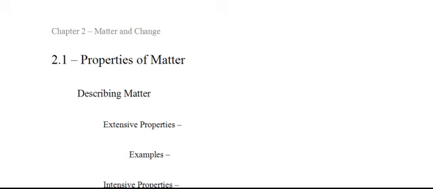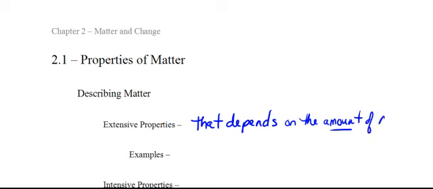We are now in 2.1, properties of matter. And the first two types of properties that we want to talk about are extensive and intensive properties. Now, an extensive property is simply a property that depends on the amount of matter in the sample. If you notice, we are now in blue ink instead of red, just to spice it up a little bit. So what do we mean by a property that depends on the amount of matter in the sample?